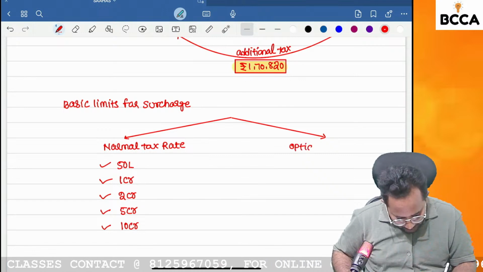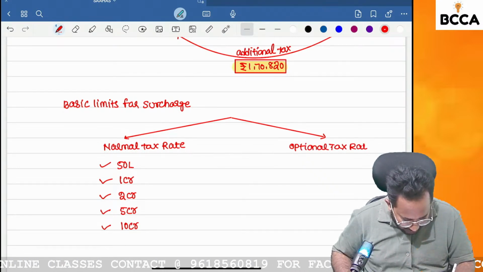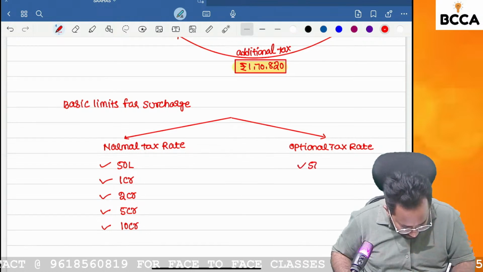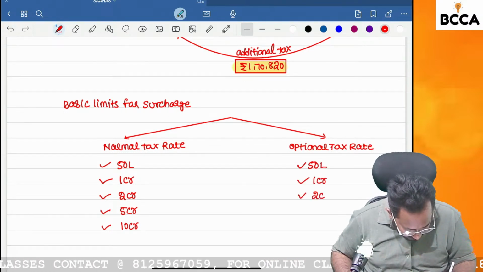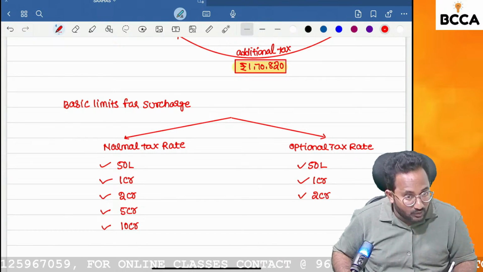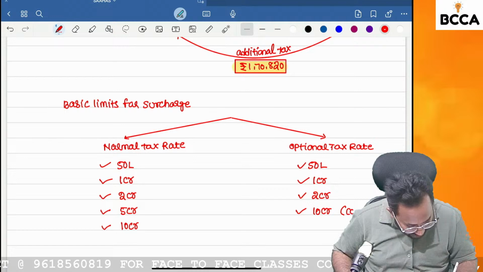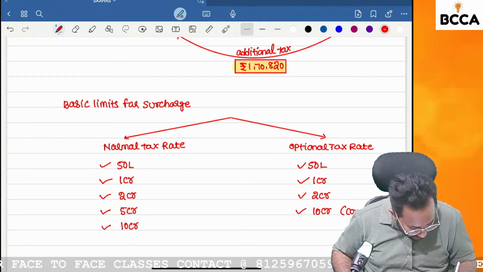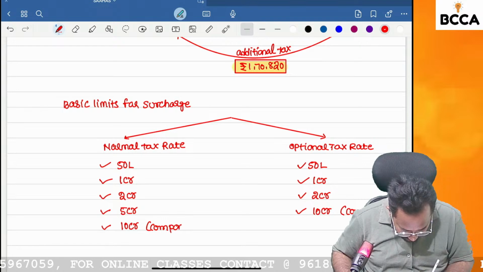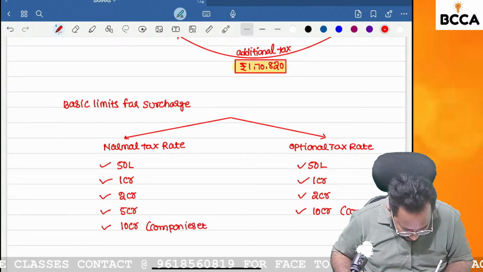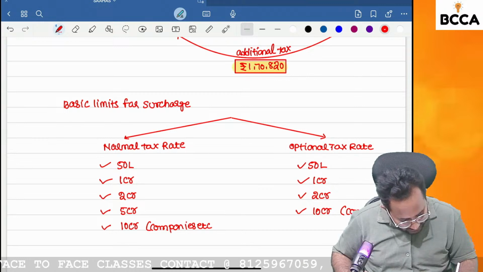ma, optional tax rate, if you are following, can you tell me what is the basic limit for surcharge, ma? 50 lakh. 1 crore is there, 2 crore is there, 5 crore, no, but 10 crore, yes, in case of companies. So 10 crore for whom? Companies. Here also 10 crore for whom? Companies only. So companies or cooperative society, etc. Okay. Why I am writing here, I will tell you.